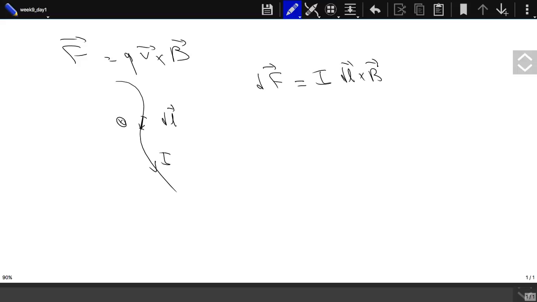So this is our dl. This is B. I just imagine this rotation of dl towards B. So this is the direction of the force. It is perpendicular to this length dl and also to the magnetic field. So this is the direction of dF.